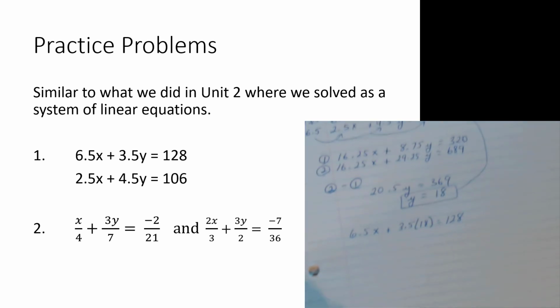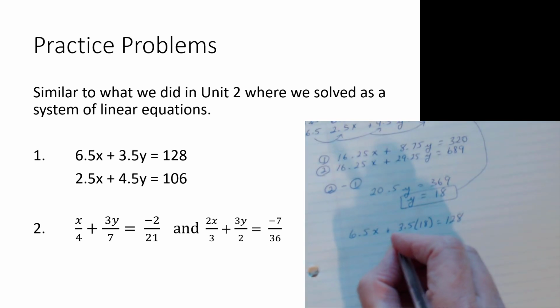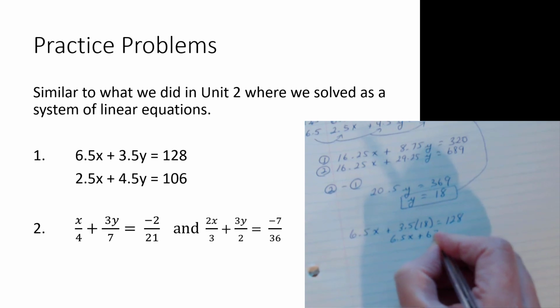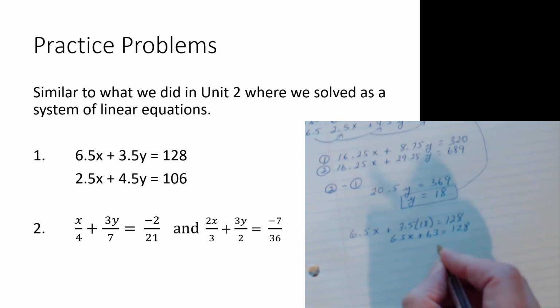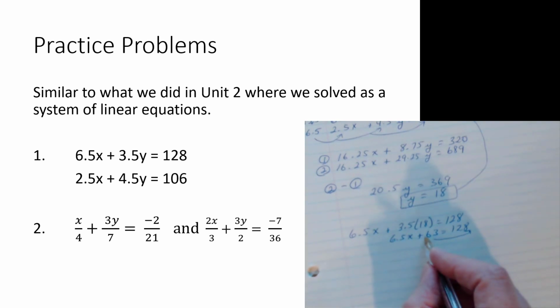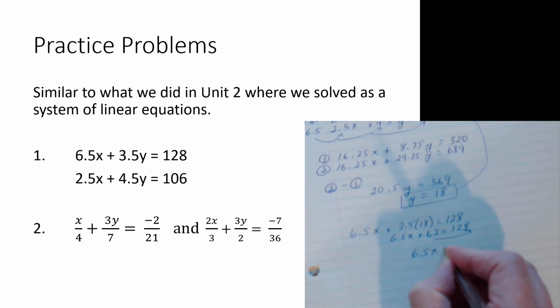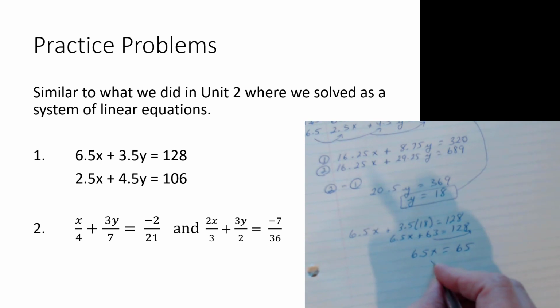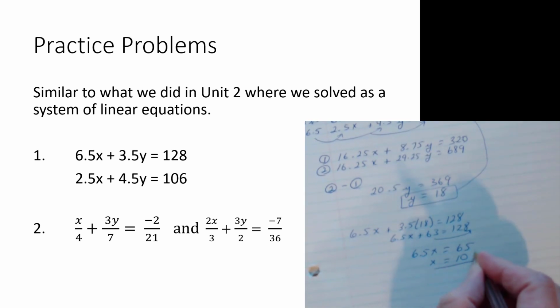And then I go through the process of expanding that out. 63 equals 128. So I'm going to move the 163 over to the right-hand side. When I do that, its sign changes from a positive to a negative. So I have 6.5x equals 65. And wow, I can figure that out in my head. X equals 10. Okay.